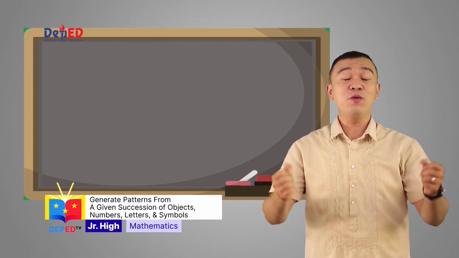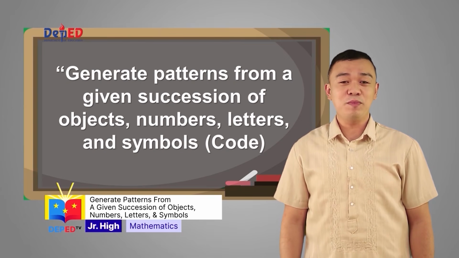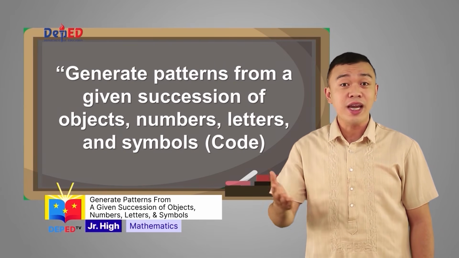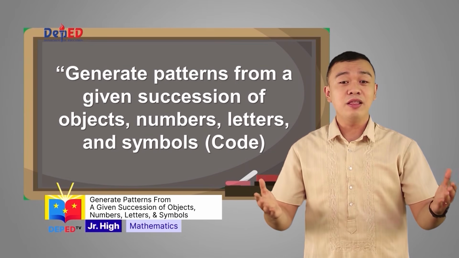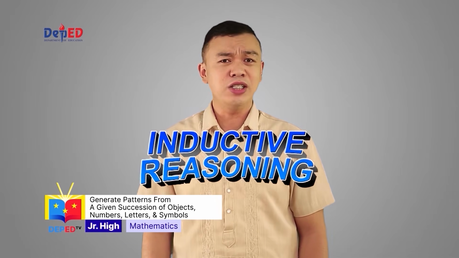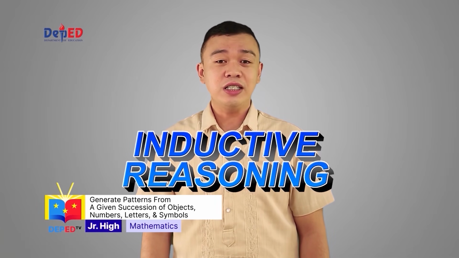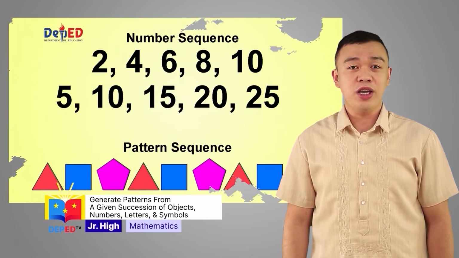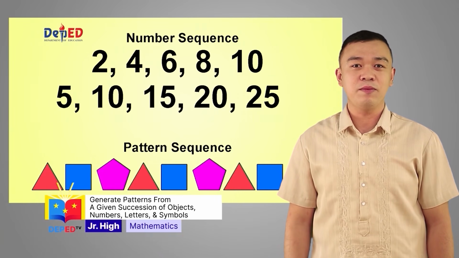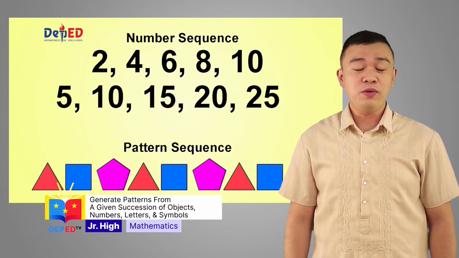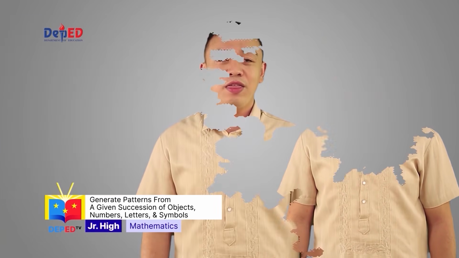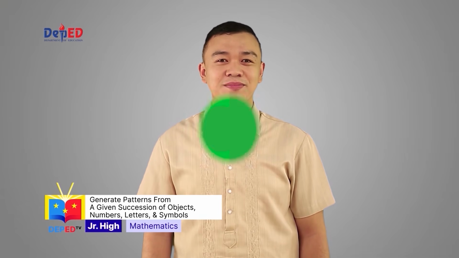For this lesson, you are going to learn how to generate patterns from a given succession of objects, numbers, letters, and symbols. When you were in grade 8, you learned about concepts related to generating patterns like inductive reasoning. The knowledge and skills you acquired are very important for you to understand how to generate patterns and sequences. Hence, let us review inductive reasoning and perform the activities that follow.